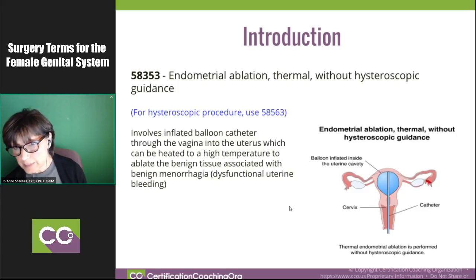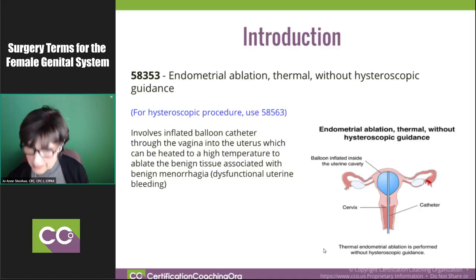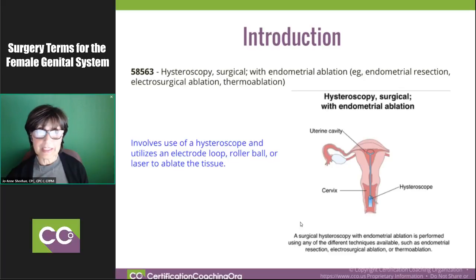And here is the inflated balloon inside the uterine cavity. Here's the catheter, the cervix, and this is done without the hysteroscopic guidance. Oh, I messed up this terminology. I apologize, but I'm notorious for it. So 58563 is the hysteroscopy, surgical, with the endometrial ablation.